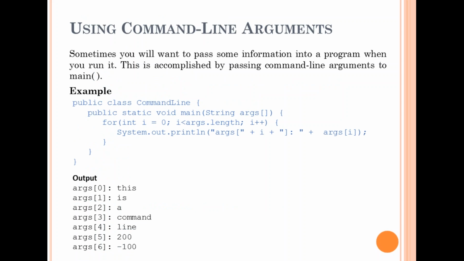Using command line arguments. Sometimes you will want to pass some information into your program when you run it. This is accomplished by passing command line arguments to the main function. A command line argument is the information that directly follows the program's name on the command line when it is executed. To access the command line arguments inside a Java program is quite easy. They are stored as strings in a string array passed to the main function.